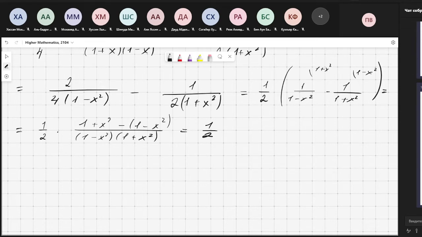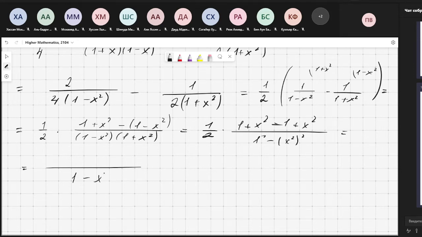Here 1 plus x squared minus 1 plus x squared, here minus, over 1 minus x squared squared equals 1 squared is 1, x squared squared is x to the power of 4, here 2, these two, and in the numerator 1 minus 1 is 0, and x squared plus x squared is 2x squared, and we have x squared over 1 minus x to the power of 4.